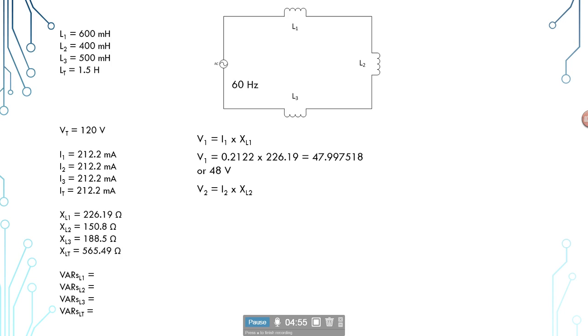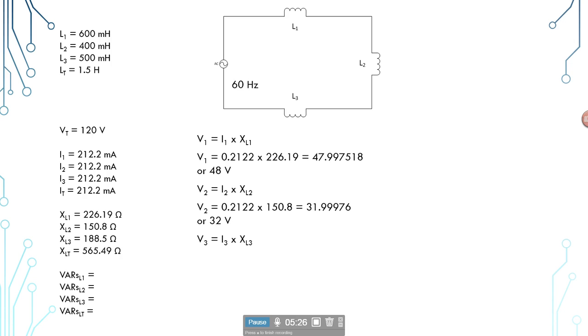For our second inductor, we'll use the current, and even though the current's constant, I always say I sub 2 so that when we switch between series and series parallel circuits, we don't get confused. We know exactly what component we're talking about. And then we'll use our inductive reactance of the second one. So our 0.2122 times 150.8, rounded off, gives us a 32 volt drop.